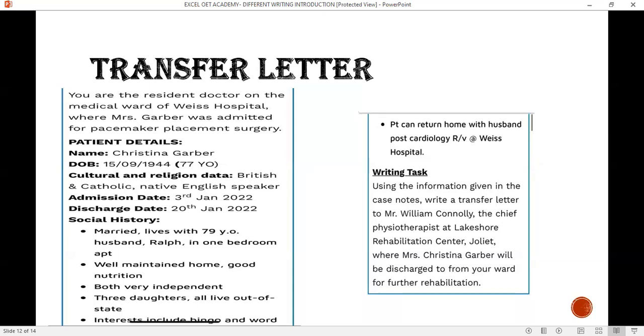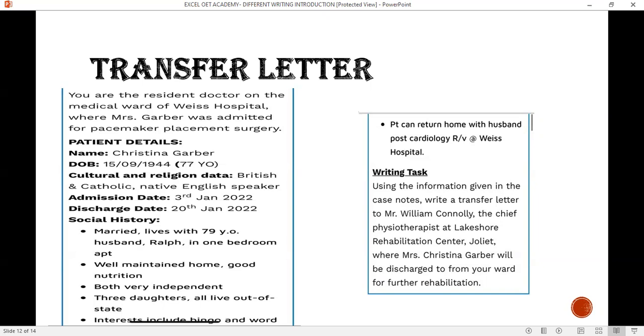Okay, so this transfer letter. Now look at this. You can read, you say you are the resident doctor in the medical ward, and a patient was admitted for pacemaker placement surgery. These are the patient details. So the patient had pacemaker placement surgery. What was the writing task? The writing task said, use information given in the case note.